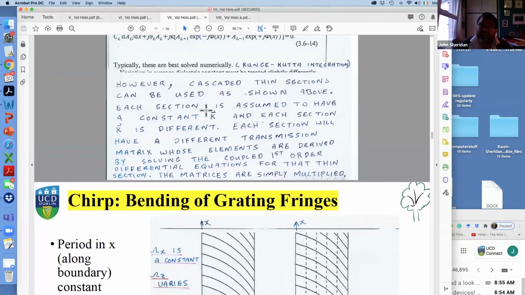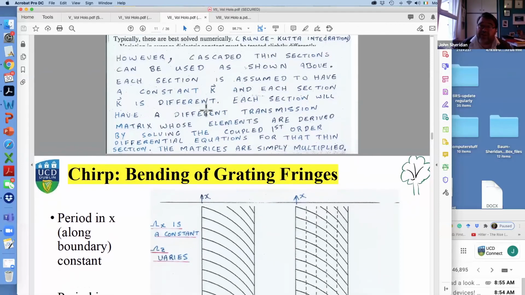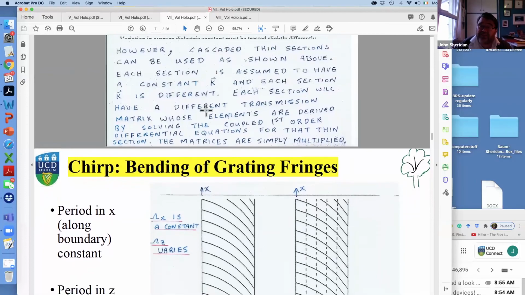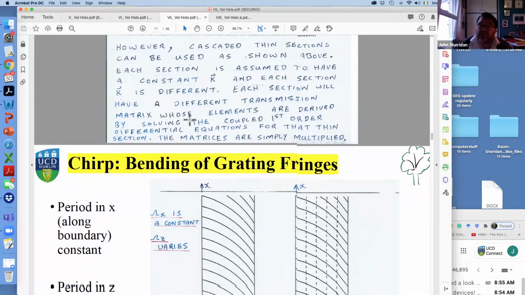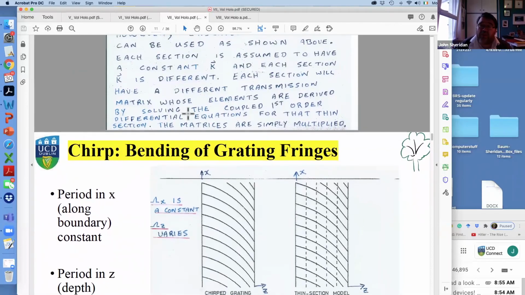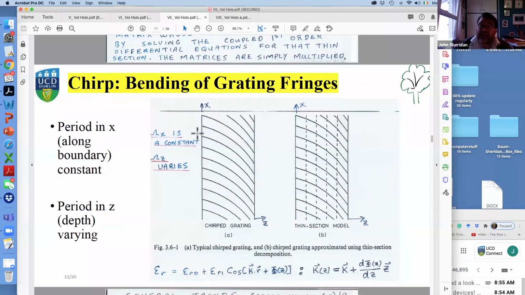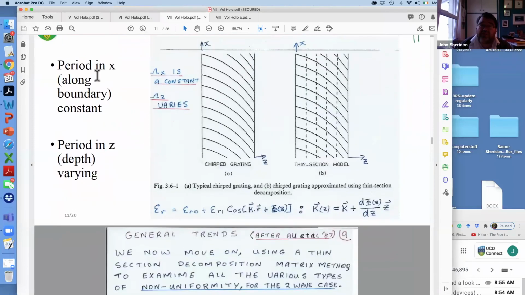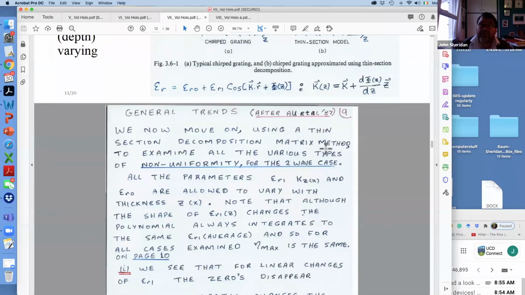However, cascaded thin sections can be used as shown above, and each section is assumed to have a constant grating vector. Each section is different, but can be modeled by a two-wave component. And then it just depends how many waves are replaying each layer. Each section will have a different transmission matrix, whose elements are derived by solving the coupled first-order differential equation for that thin section. And the matrices are simply multiplied by one another as you cascade. And again, this is just period X, period Z. This is just blowing up that figure so that you can see it maybe more clearly.